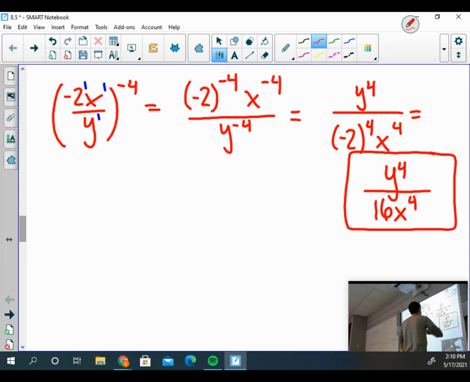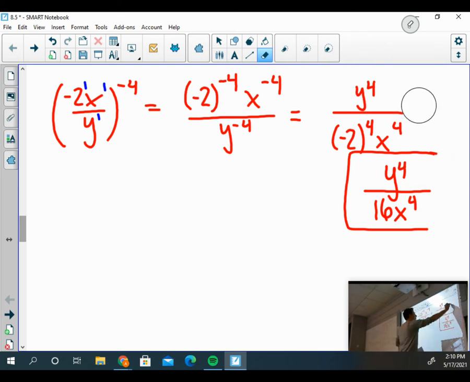And again, I could have solved this a bit of a different way, right? I could have flipped the quotient initially, and that would have made my exponent of -4 positive 4, and you still would get the same result. Let's look at one more example together.